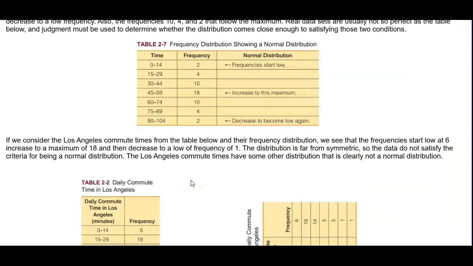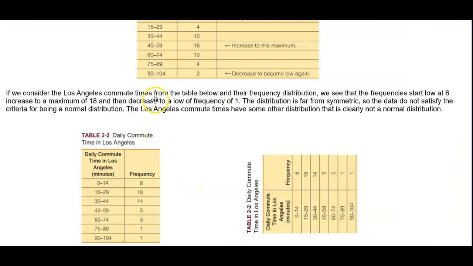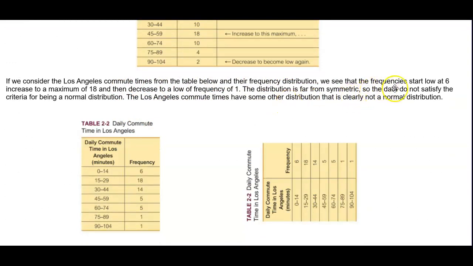Now, if we consider the Los Angeles commute times from the table below and their frequency distribution, we see that the frequencies start low at 6, and then increase quickly to 18, which is the maximum, and then decrease to a frequency of 1. The distribution is far from symmetric, so the data do not satisfy the criteria for being a normal distribution. The Los Angeles commute times have some other distribution that is clearly not a normal distribution.